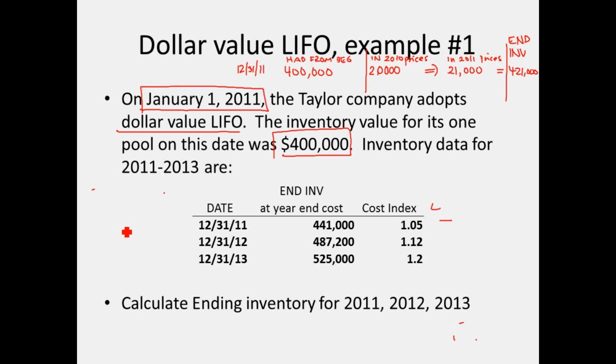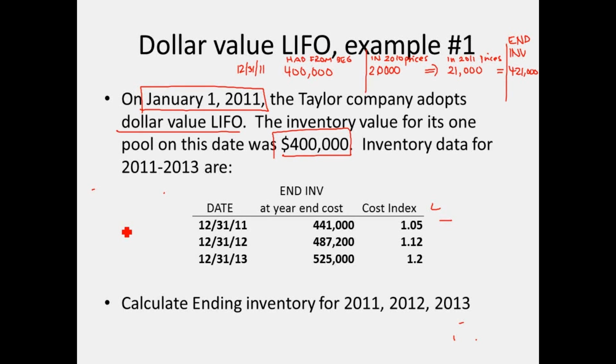Yes, this is always relative to the base year. So it didn't increase 12% this year relative to last year. It increased 12% relative to the first year. So if I were buying $400,000 worth of inventory in 2012, it would have cost me $448. All right, so just to kind of give yourself a framework.